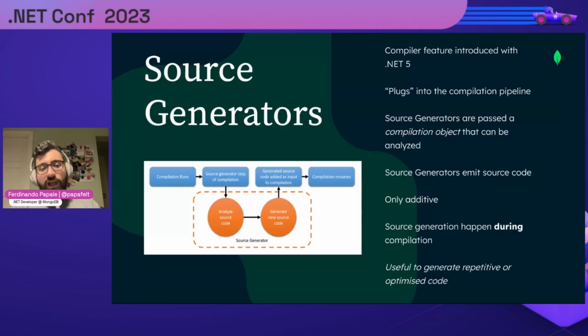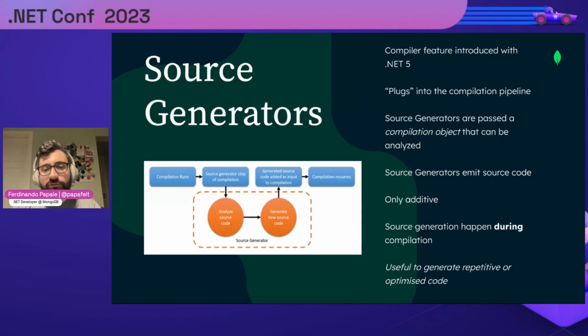Okay, so I presented the IL weaving. Now we have to take a look at source generators. Source generators are a compiler feature that was introduced with .NET 5, and they're essentially part of the compilation pipeline.